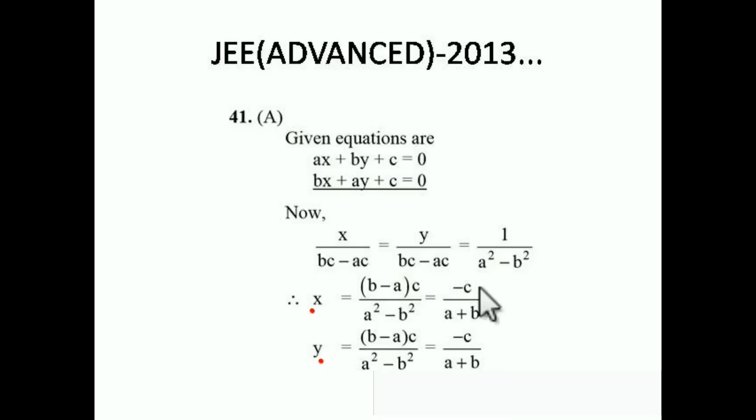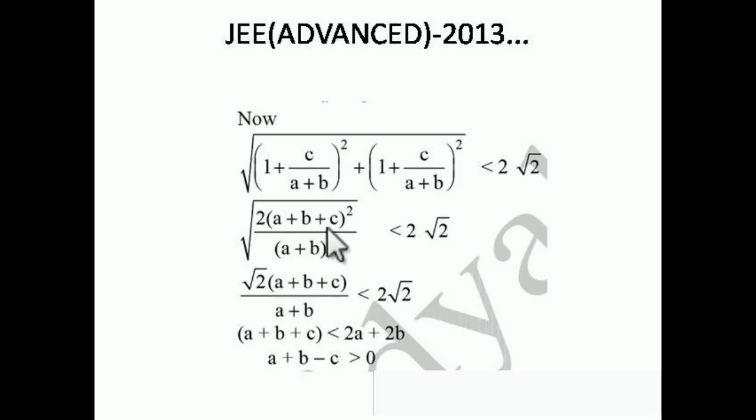Both are the same. Now the distance between this point and 1 comma 1 is less than 2 root 2. Just apply the distance formula and equate it as less than 2 root 2. By the distance formula, the distance between these two points is the square root of 1 plus c upon a plus b whole square plus 1 plus c upon a plus b whole square. Taking a plus b as LCM, we have a plus b plus c whole square upon a plus b whole square. Same term as here, so we have the square root of 2 times a plus b plus c whole square upon a plus b whole square.